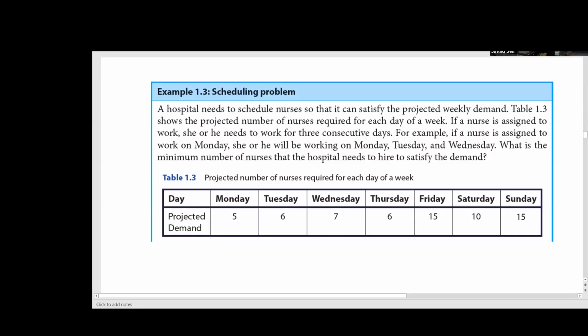Let's say I say hire 15. How do you check 15? You want to see if 15 is enough, right? Because you have the demand here. You need 5 on Monday, 6 on Tuesday. How do you check 15?